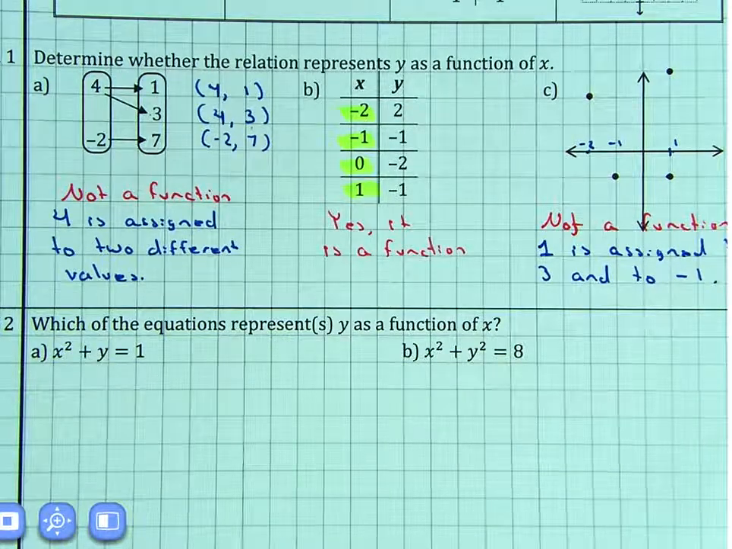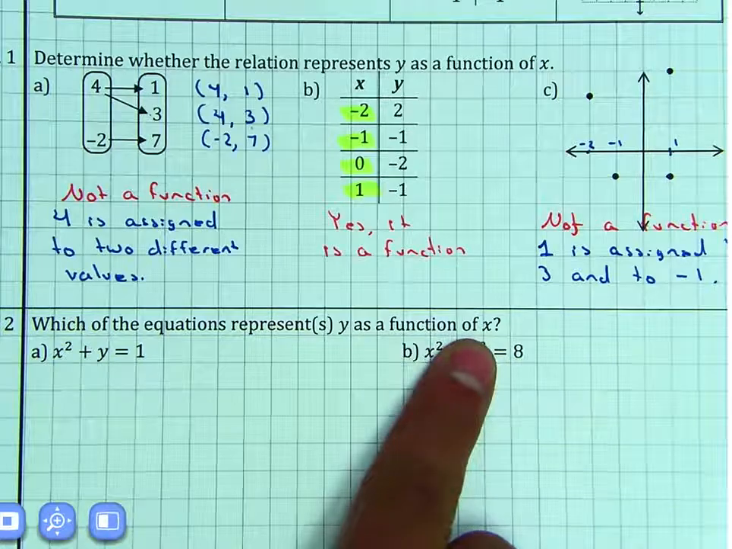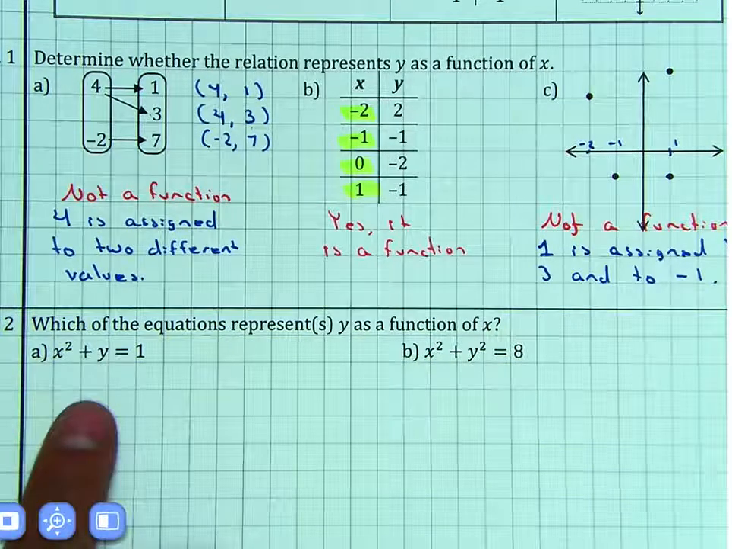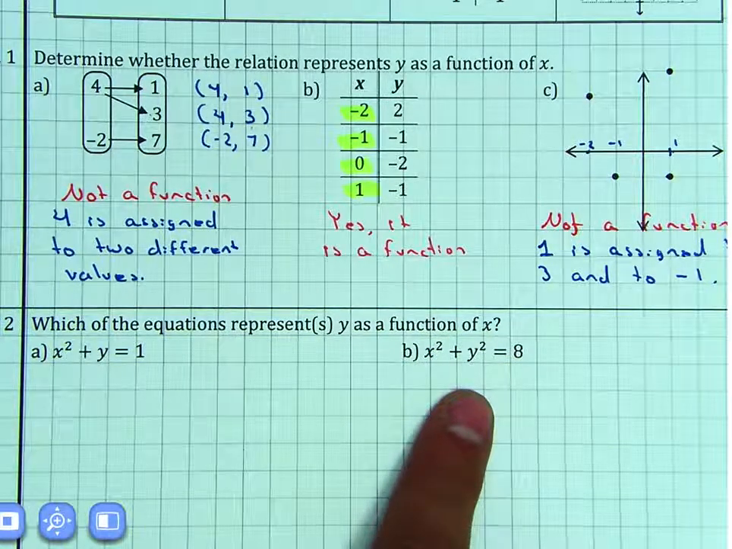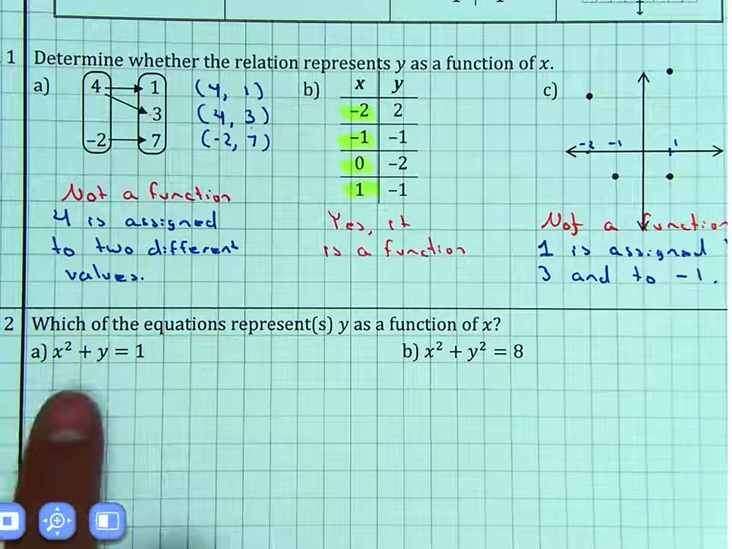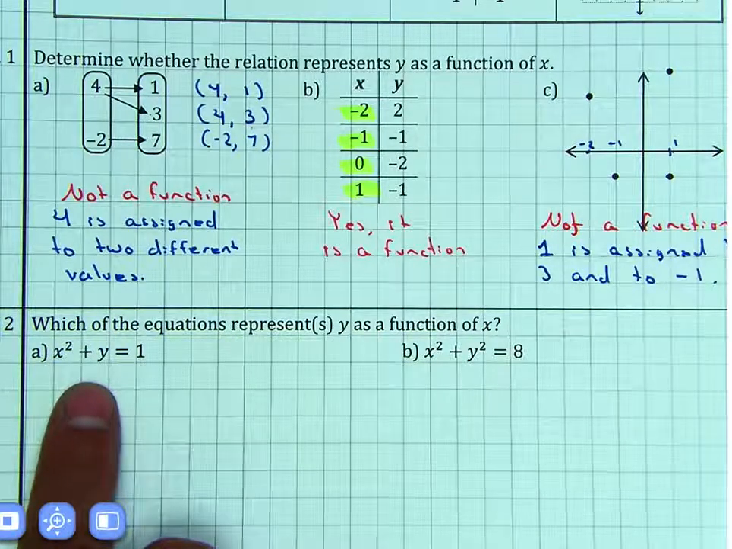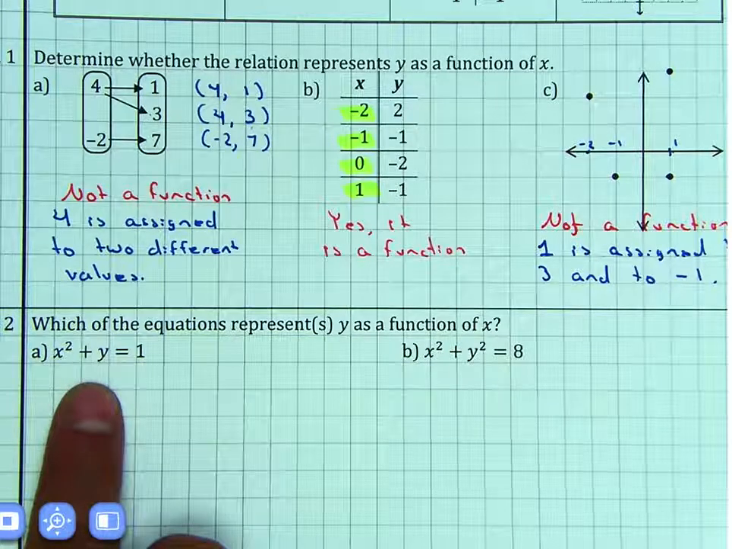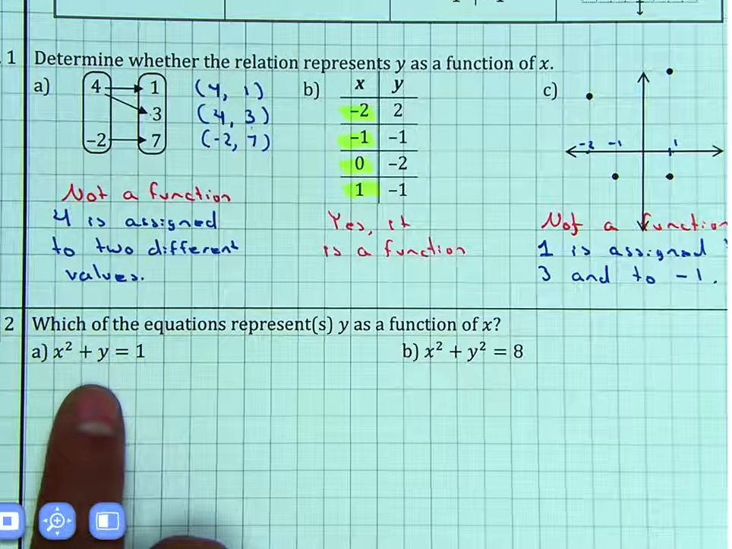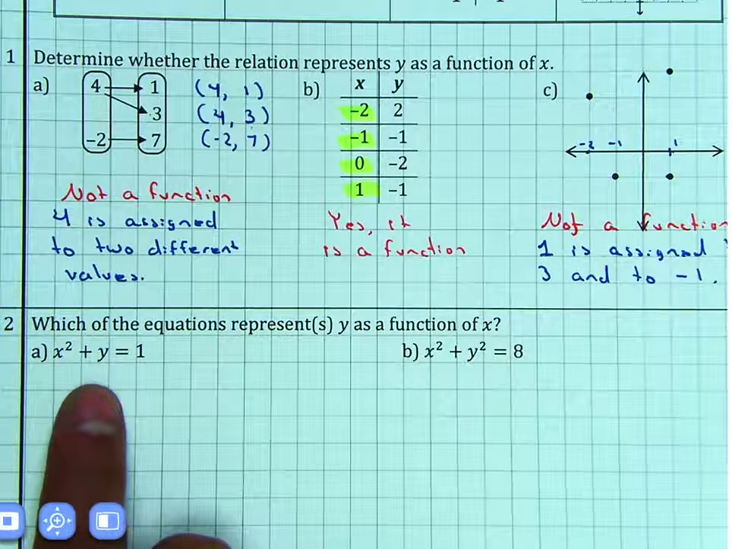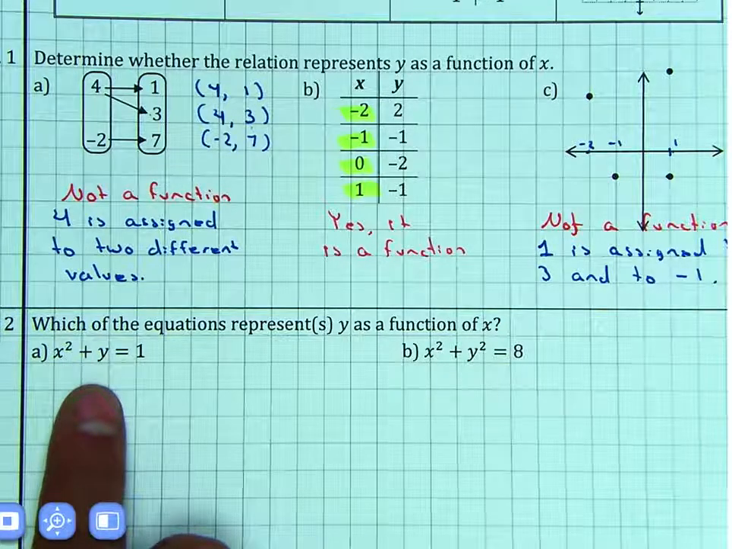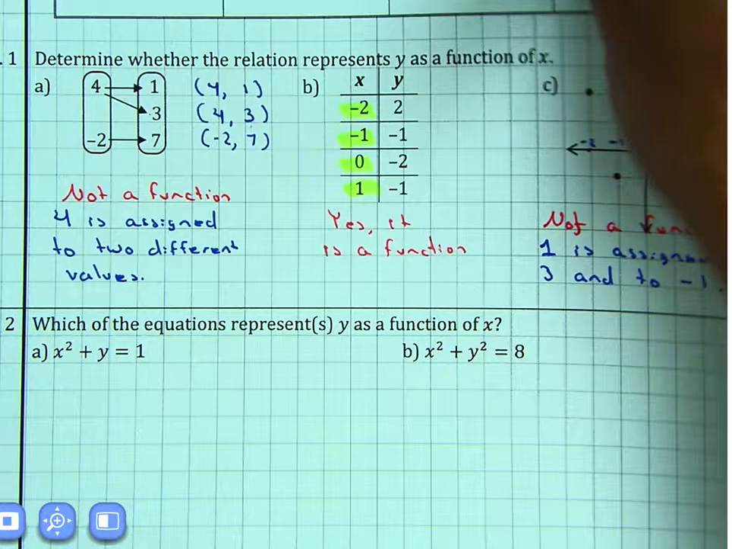Example number 2. Which of the following equations represents y as a function of x? And there's two different ways of thinking about it. In Algebra 2 and in Algebra 1, you guys represented this one as a graph, and then from there you determined whether this was a function or not. In this class, we are going to think of it more of an algebraic aspect. Now, if you know what the graph looks like, it's kind of helpful to determine, but I want you guys to think of it more in the algebraic sense.